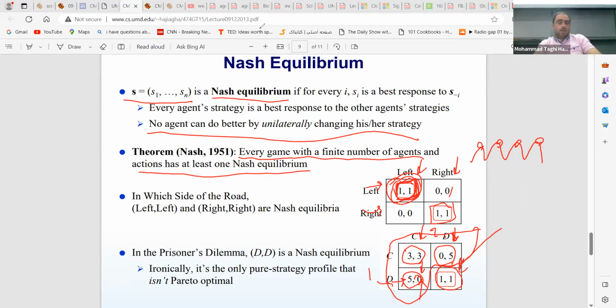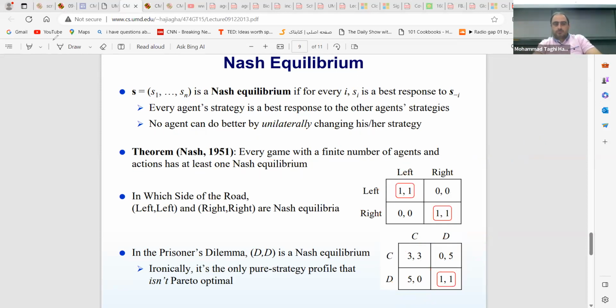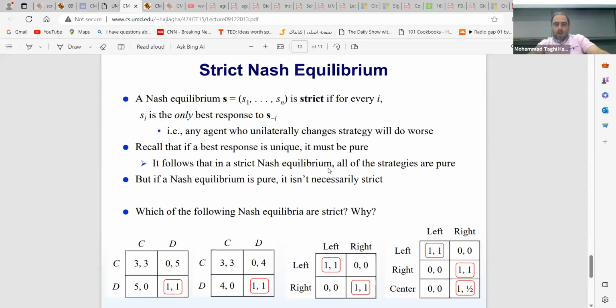But that does not happen all the time, because if you change the definition, then we have different things. So, what's the meaning of a strict Nash? A Nash equilibrium is strict if for every i, s_i is the only best response to s_-i. So it is strict if for each i, s_i is the only best response. What's the meaning of that? It means that if any person unilaterally changes, they will lose.